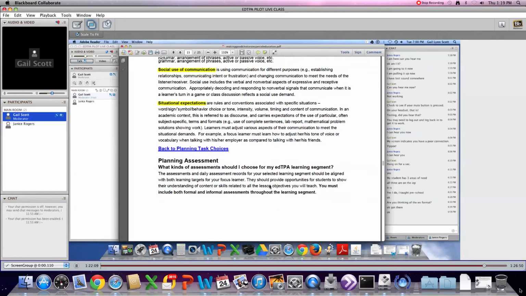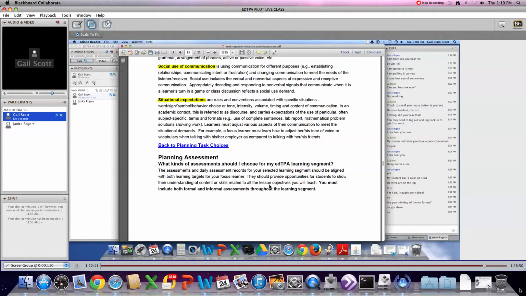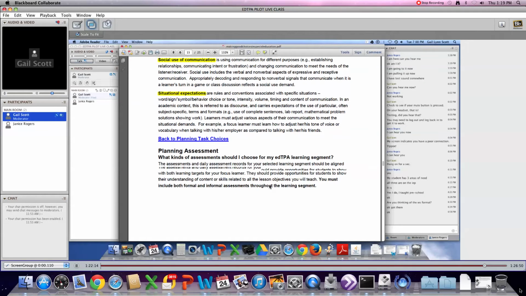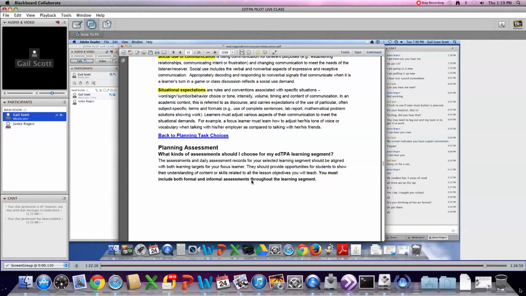You have to plan for assessment. So you're going to do some informal things like asking questions. That's an assessment. Can they answer your 3 questions you're going to ask during the lesson? That's an informal assessment. You also want a post-test that matches your pre-test. So that's your more formal assessment. So you have to have both kinds. You also have to have daily assessment records.